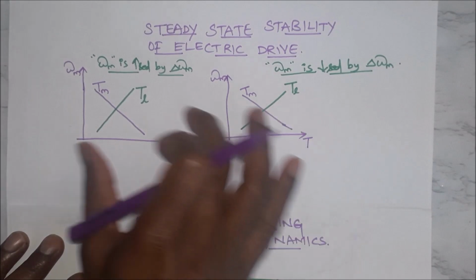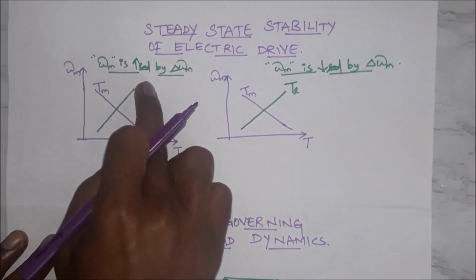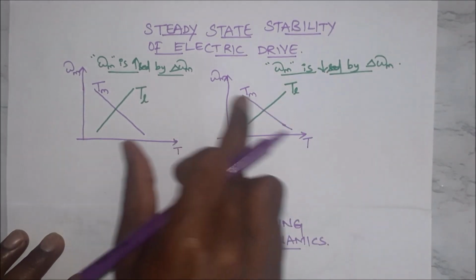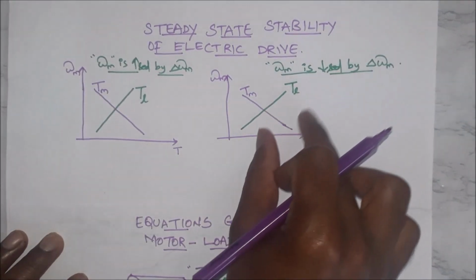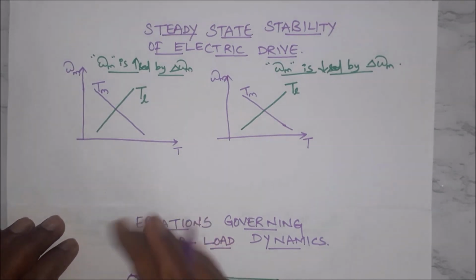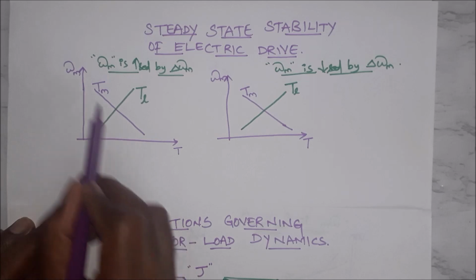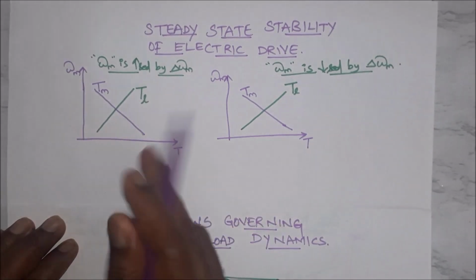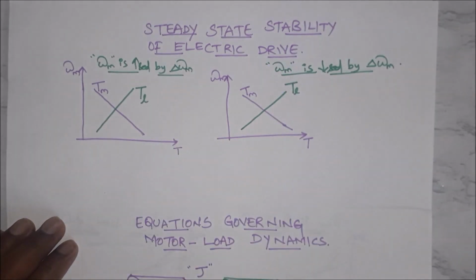Both are of the same, but I am going to consider it for increment in the speed. Omega m is increased, case 1, and here omega m is decreased, that means case 2. We are going to consider two cases for the same example. So what happens when the speed is increased and what happens when the speed is decreased? See, this is our speed axis and this is our torque axis. Tm is the motor torque, and TL is the load torque. So now let us consider this typical speed torque characteristic of an electric drive in order to discuss this steady state stability.